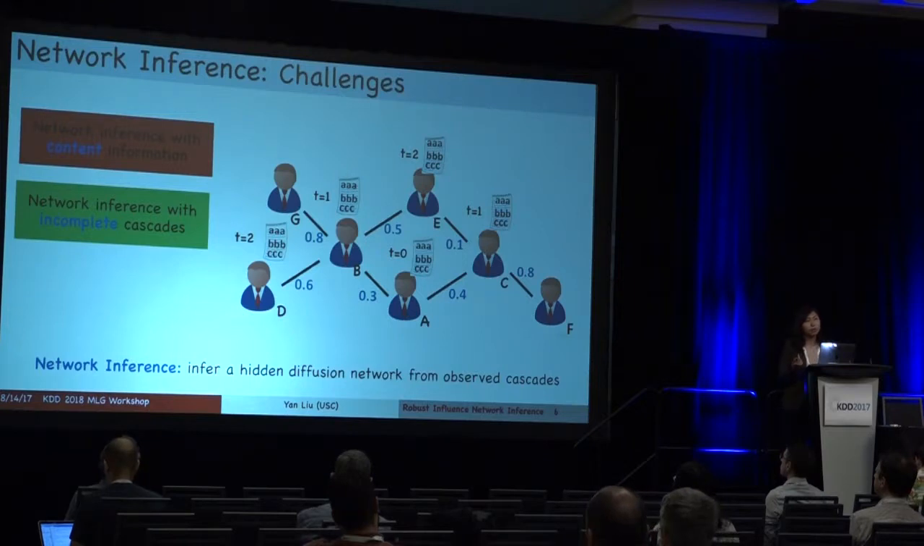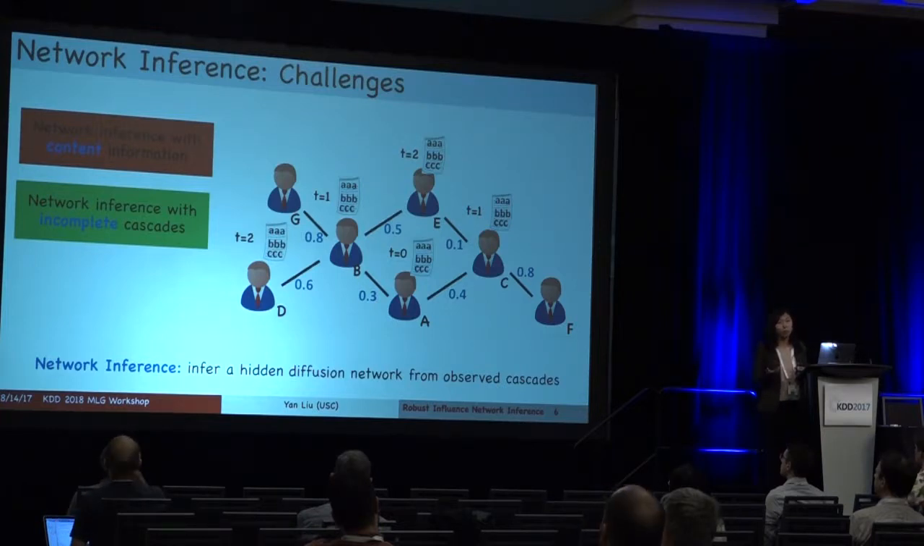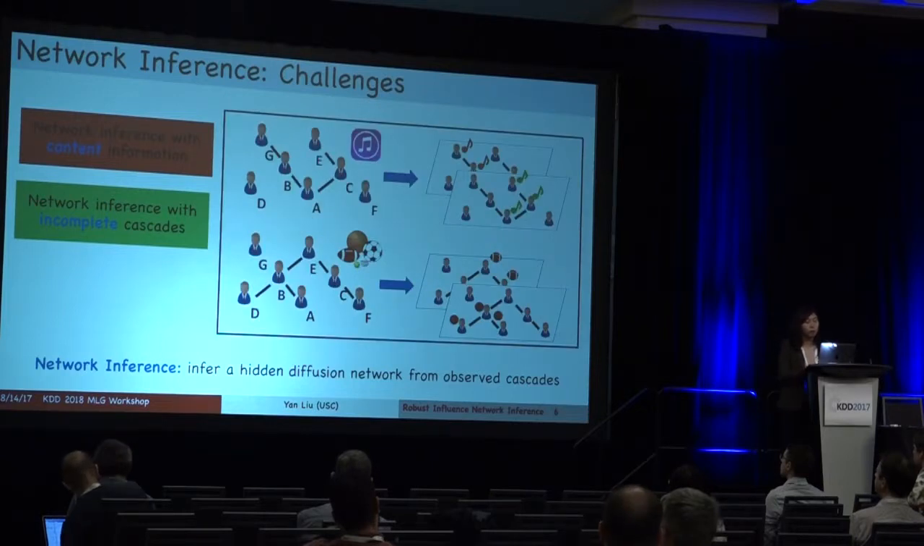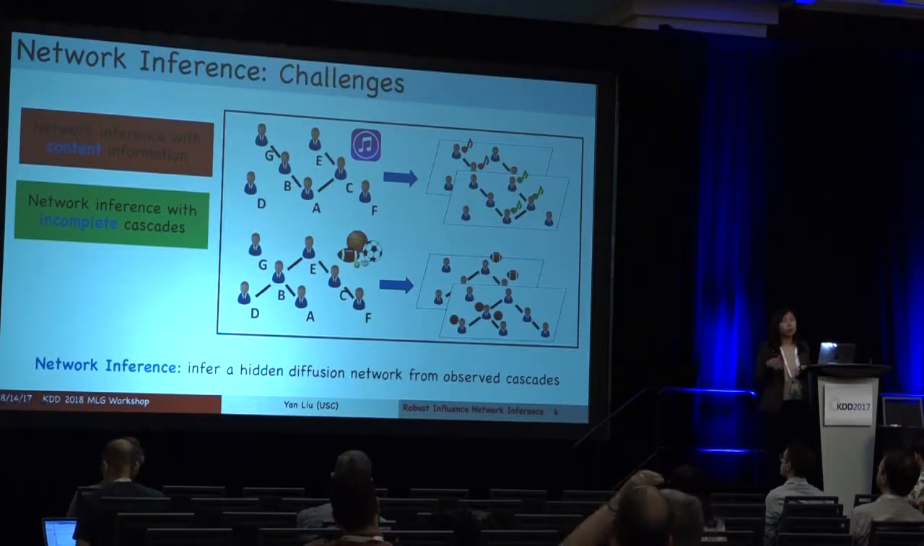In many of the scenarios, what we have been working on, or noticed, is that a lot of these influence networks are actually topic dependent. What does that mean? That means that for some topics, let's say music, there's some particular music-related diffusion network. And then for sports, there will also be a sports-related diffusion network.